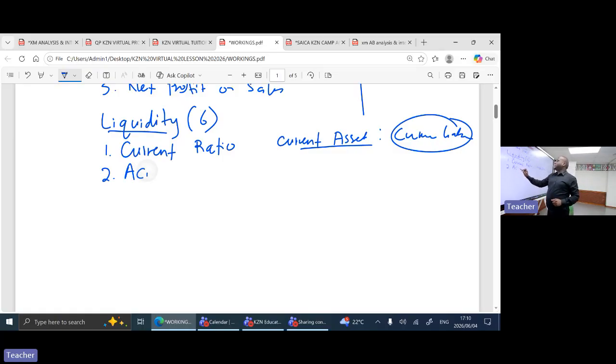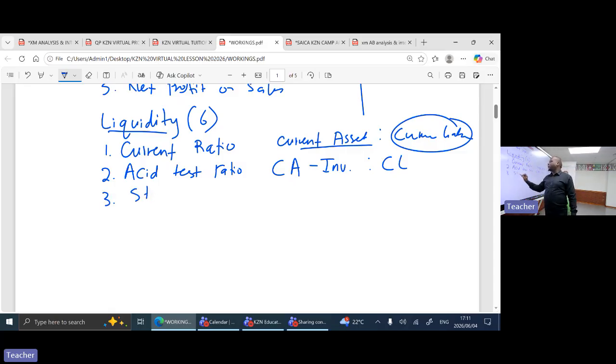Then we also have what is called the acid test ratio. It also falls under liquidity. The acid test ratio is more or less the same as the current ratio, because it is also testing whether we can pay off our current liabilities with our current assets, but without stock. This is why the formula says current assets minus inventory. Why am I saying inventory? Because inventory is your stock. So minus inventory, and then your formula will be over current liabilities. I will also explain the formula as well as the explanation. So I'm just listing here what we have under liquidity indicators.